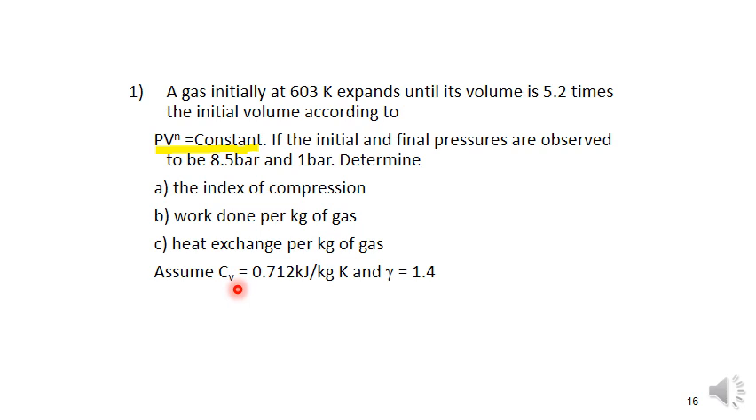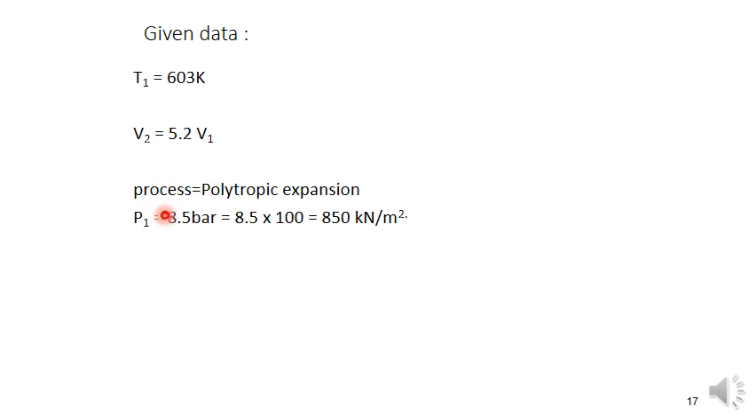They gave the Cv value and gamma value, so by using these values we can find the Cp value and the R value. Write the given data: T1 is 603 Kelvin, V2 is 5.2 times V1, the process is polytropic expansion, P1 is 8.5 bar. We can convert 8.5 bar into 850 kilonewton per meter square. P2 is 1 bar, that is 1 into 100 kilonewton per meter square.